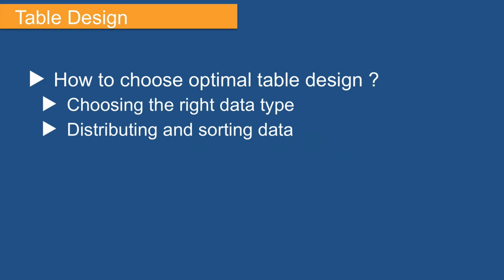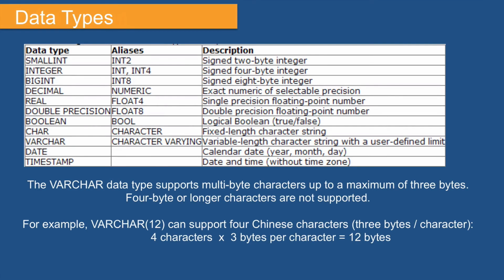And secondly, the distributed nature of Redshift, the MPP characteristic, means that it's really important that you distribute and sort your data in a way which provides for optimal use of the resources within the cluster. So that's what we're going to look at in this section on table design. Just a quick tour of data types.